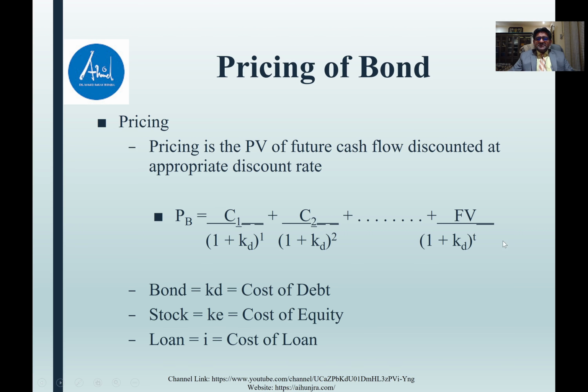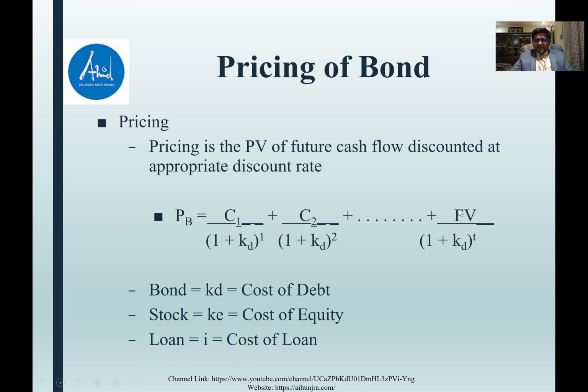If the bond is 5 years, then the value of T will be 5. Then we can go up to T, up to 5. Then the next will be C3 divided by (1 plus KD) raised to the power 3, plus C4 divided by (1 plus KD) raised to the power 4, plus C5 divided by (1 plus KD) raised to the power 5, plus the discounted face value. Here we will also calculate the present value of the face value.